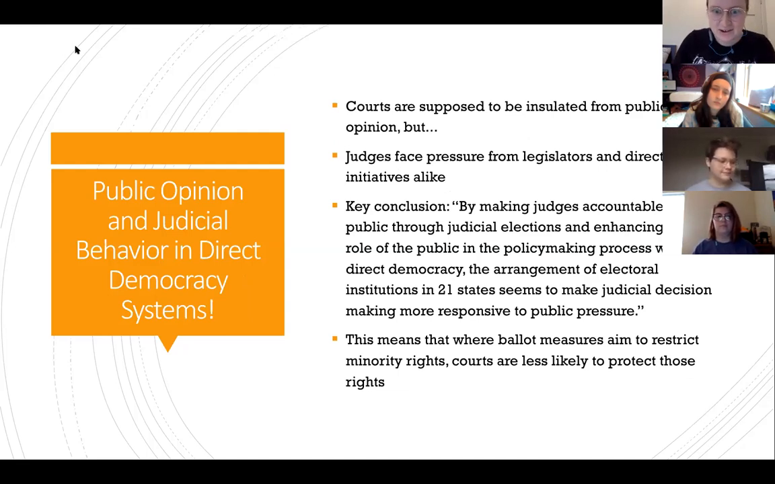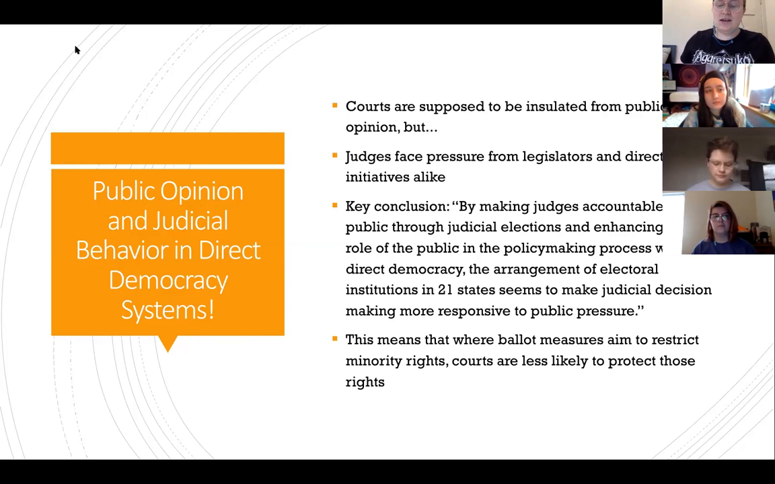Okay, the last article in this section was Public Opinion and Judicial Behavior in Direct Democracy Systems. So this article discusses that courts are supposed to be insulated from public opinion, but it doesn't always work out that way. Like I mentioned before, a lot of judges have to face re-election, so they are beholden to the public in a very direct way. So it makes sense that public opinion would influence their decisions. And this article delves into some of the nuances with how public opinion affects judicial behavior.